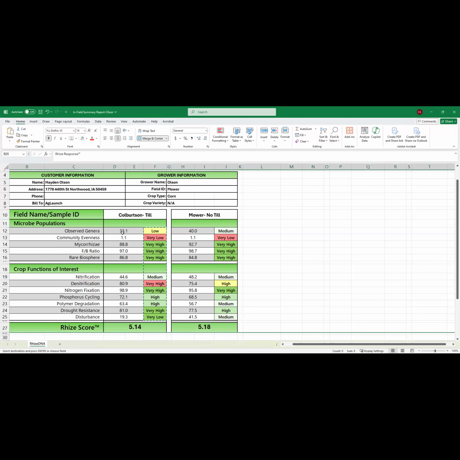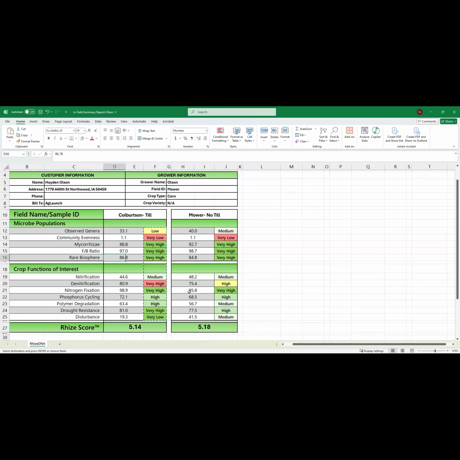The crops were at a little different stages, I believe, so that might skew it a little bit for a direct comparison, but it was definitely interesting to see that they were both pretty healthy soils. Again, seeing a rice score above 5, a little bit more genera in the no-till soil, although we had really quite high mycorrhizae and rare biosphere, especially for a soil that's had a pretty typical till regime.